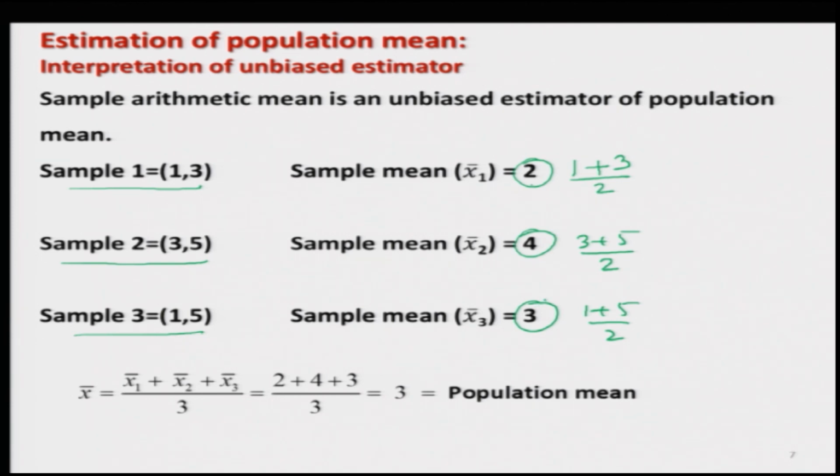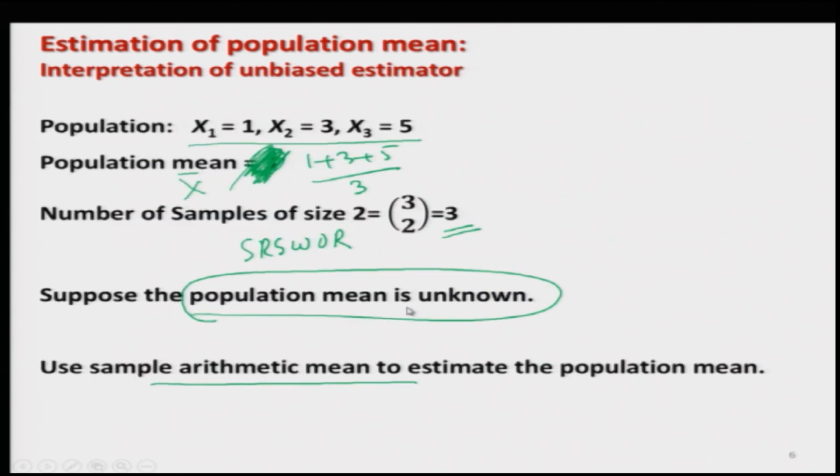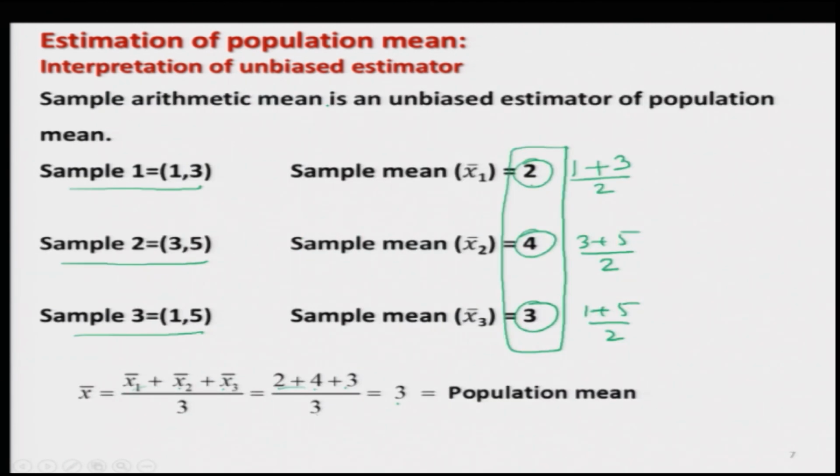Now, if I take the mean of these 3 means, x1 bar plus x2 bar plus x3 bar divided by 3, which is equal to 2 plus 4 plus 3 divided by 3, that is 3. And if you observe, the population mean of 1, 3 and 5, which was capital X bar, is the same as 3. So, this is what we mean by the unbiasedness of an estimator. We say that the sample mean is an unbiased estimator of the population mean.